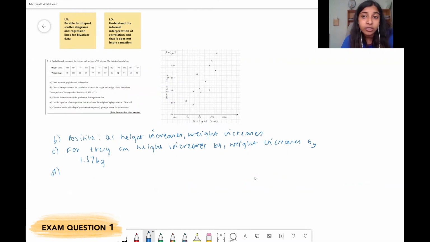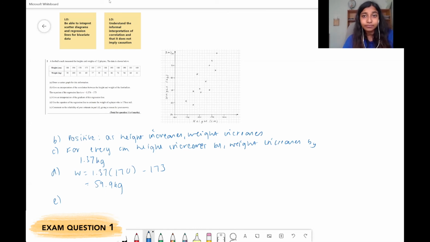Part D, we want to use the equation of the regression line to estimate the weight of a player who is 170 centimetres tall. So we can just plug that in. So we'd have weight is equal to 1.37 times 170 minus 173. And if you plug that into a calculator, you should get 59.9 kilograms.